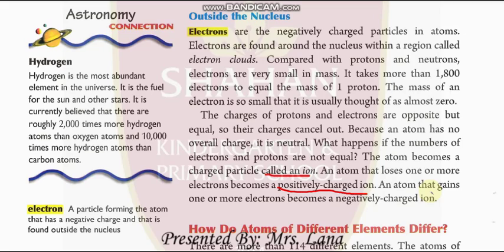In general, an electron is a particle forming the atom that has a negative charge and that is found outside the nucleus. If I asked what is found outside of the nucleus, electron, proton or neutron, you must say electron, because it's negatively charged and it's outside of the nucleus.